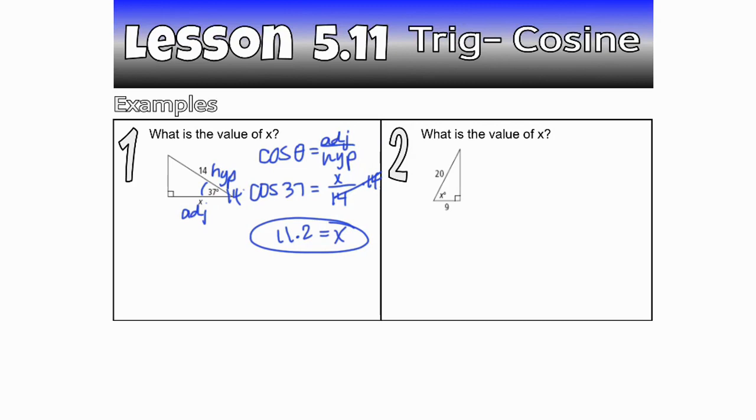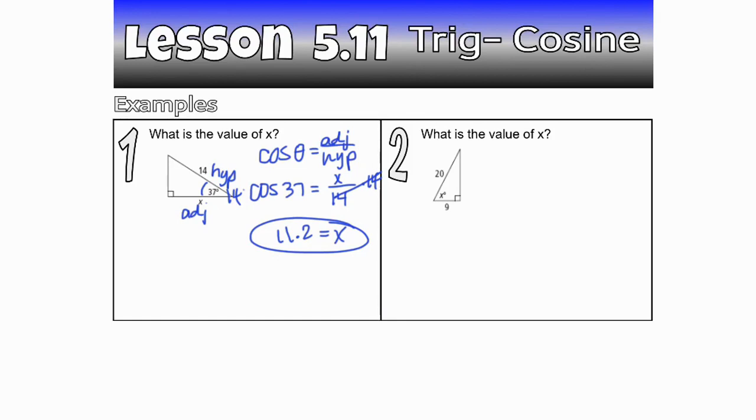Just to evaluate my answer, I'm going to look at the hypotenuse. It's supposed to be the longest side. The hypotenuse is 14, so x being 11.2 is at least a valid answer, based on the fact that I know the hypotenuse has to be the longest side.